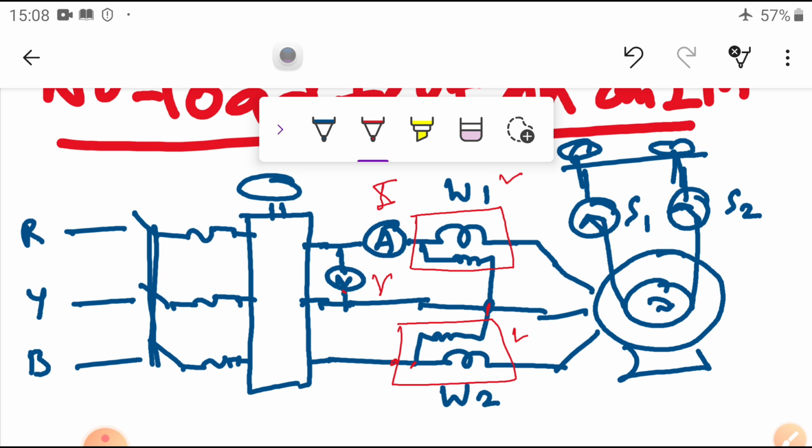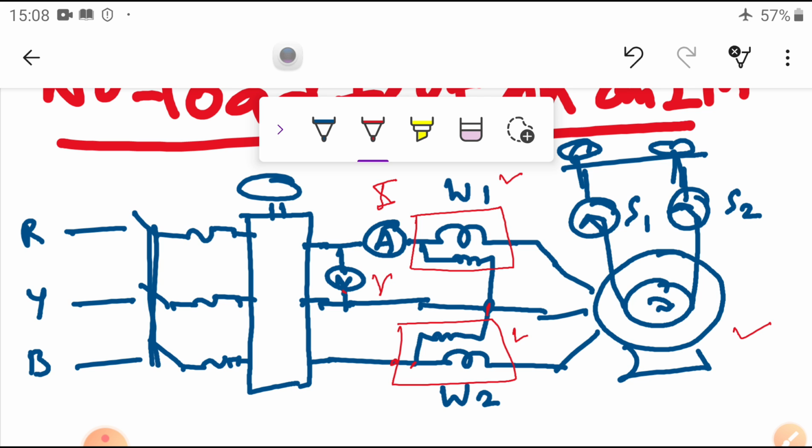You have to connect all the meters, the AC meters, in such a way that the voltmeter will measure the voltage between the 2 lines, the ammeter will measure the current in 1 phase, and W1 and W2 are connected in the 2 wattmeter method. So it measures the power consumed by our motor. This is the connection diagram of the induction motor under no load condition.